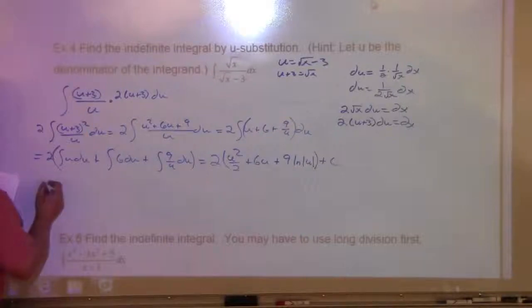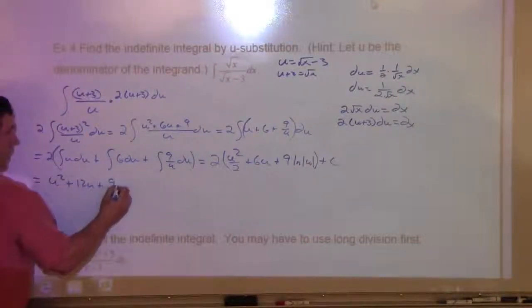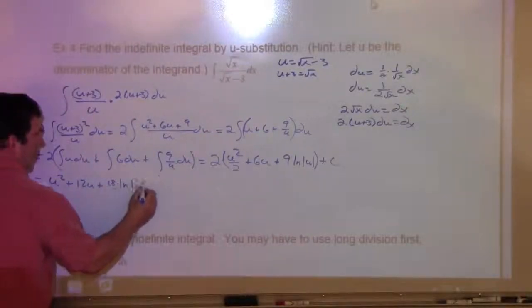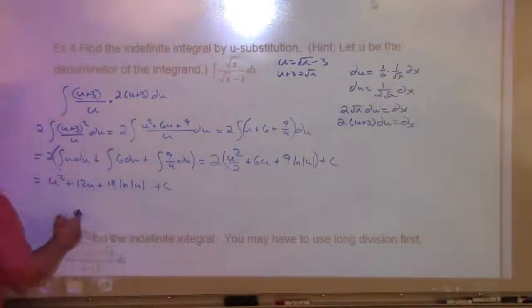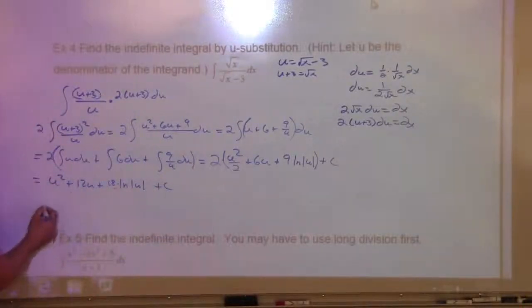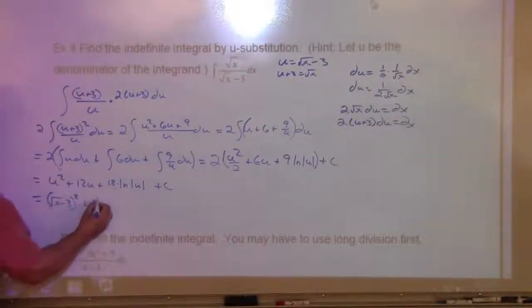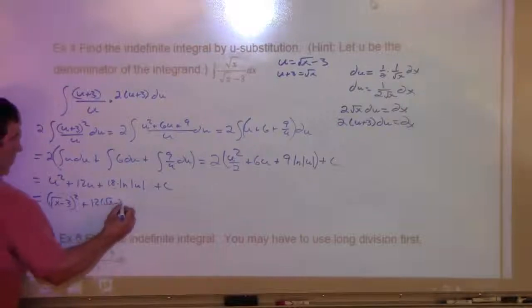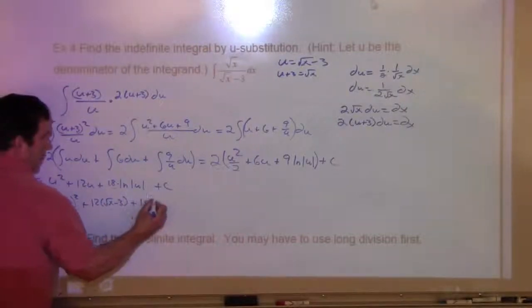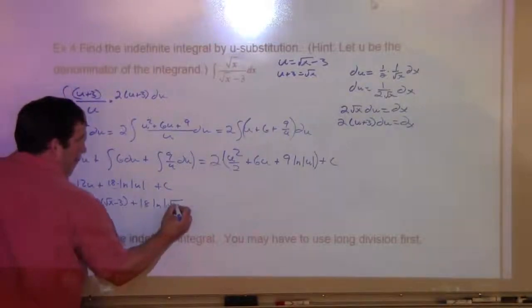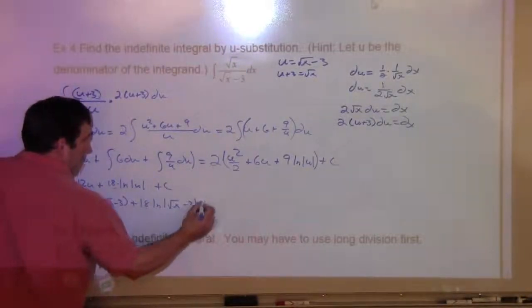If I distribute that 2, we're going to have u squared plus 12u plus 18 times natural log of the absolute value of u plus c. And then if I substitute back, we end up with the square root of x minus 3 squared plus 12 times the square root of x minus 3 plus 18 times the natural log of the absolute value of the square root of x minus 3 plus c.